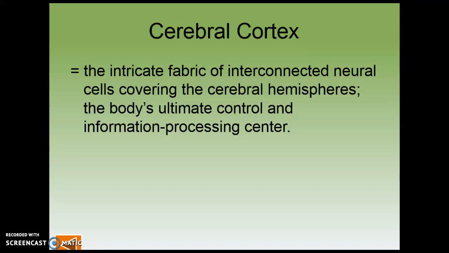Just in case you want a definition and want me to slow down a little bit: the intricate fabric of interconnected neural cells covering the cerebral hemispheres, the body's ultimate control and information processing center.